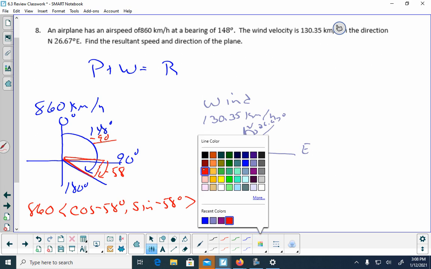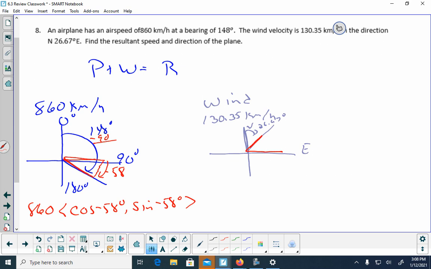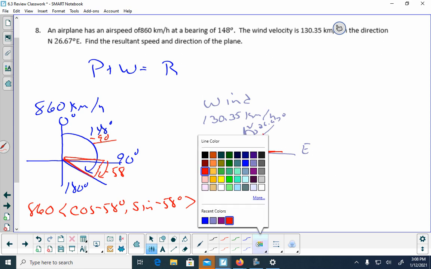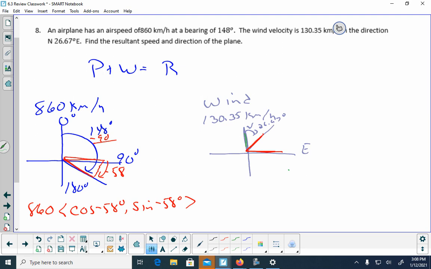So I need the angle that makes with the positive x-axis. So I need this angle here. Well, these two angles together add up to 90 degrees. So I'm going to take 90 minus that 26.67. And when I do that, I end up with an angle of 63.33 degrees. And that's the angle I'm going to use.